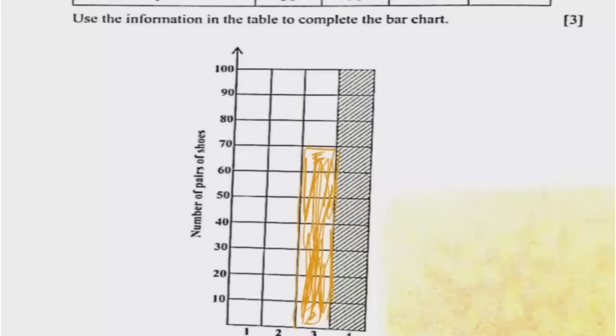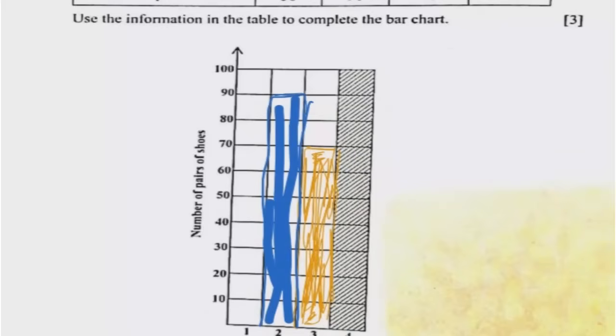Then I'm going to use another color. That is now for 90. That means 90 is here. So I'm going to draw, I'm trying to complete the graph. So that is my 90. Then the next bar is 50. We are going to shade from 50 coming downwards like this.